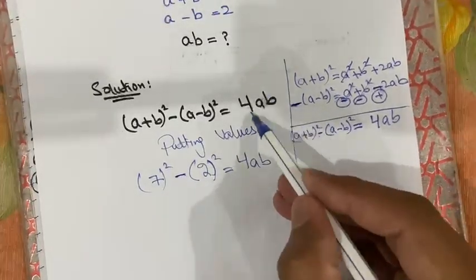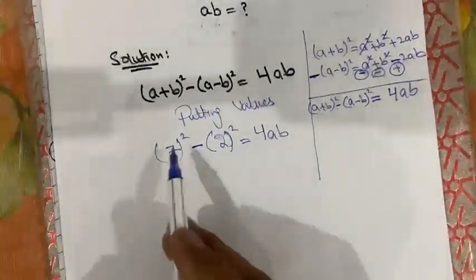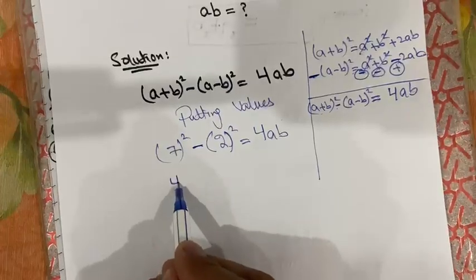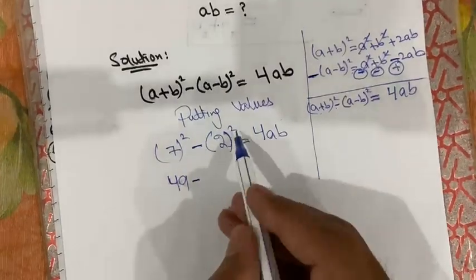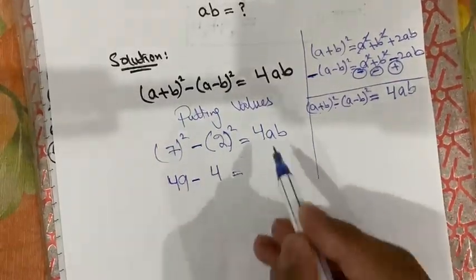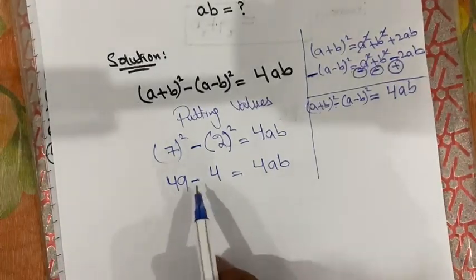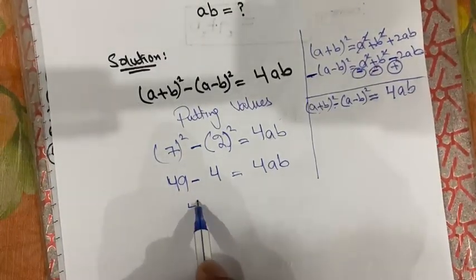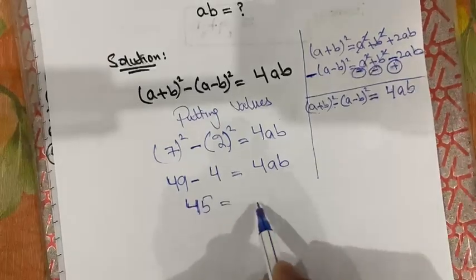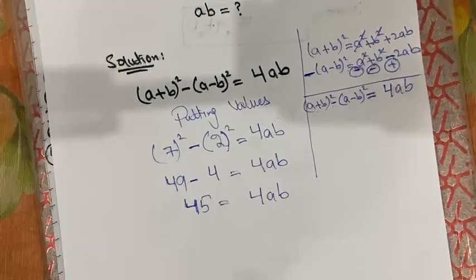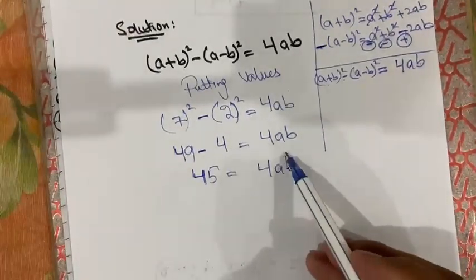Now we are interested to find the value of ab. So 7 square means 7 sevens are 49, minus 2 twos are 4, equal to 4ab. If you subtract 4 from 49, it becomes 45, that is 4ab. Now we are interested to find the value of ab.